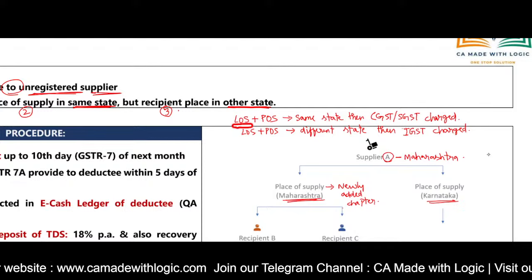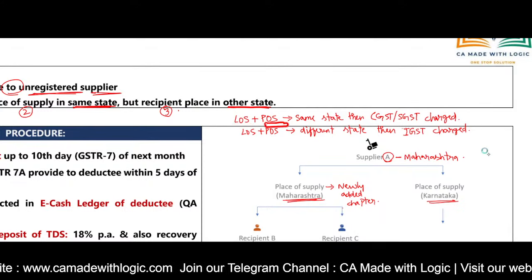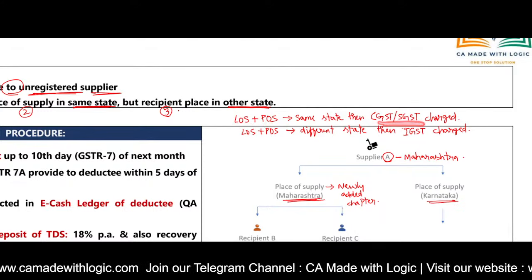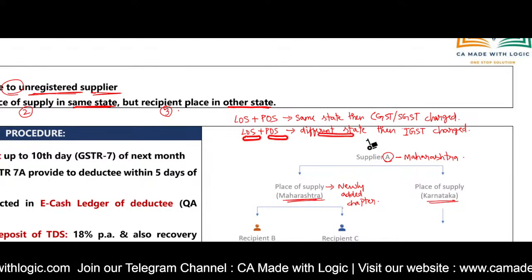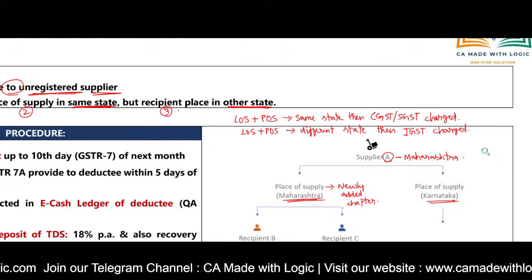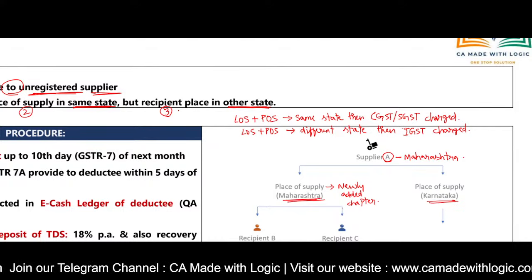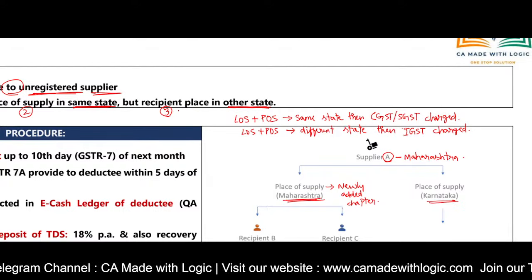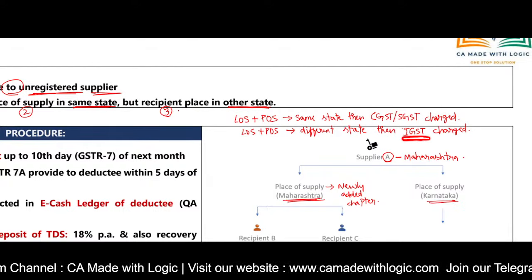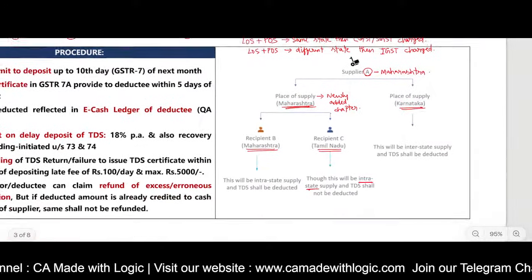If the location of supplier and the place of supply is in the same state, then CGST and SGST will be charged. If the location of supplier and place of supply is in different states, for example, location of supplier is in Maharashtra and place of supply is in Delhi, then IGST will be charged. Okay, it is very simple. We can understand with an example.